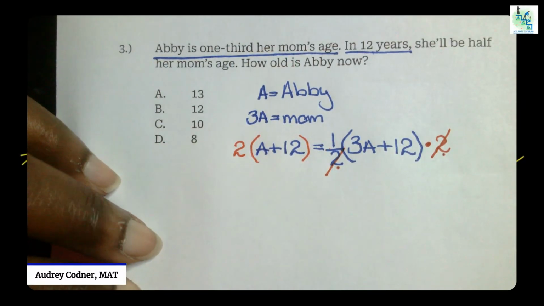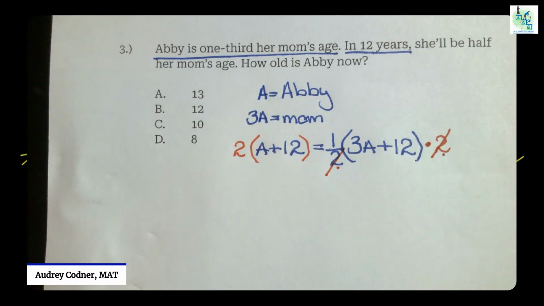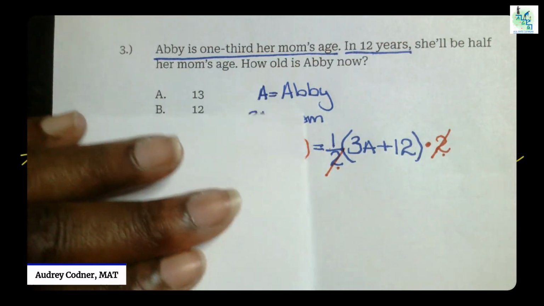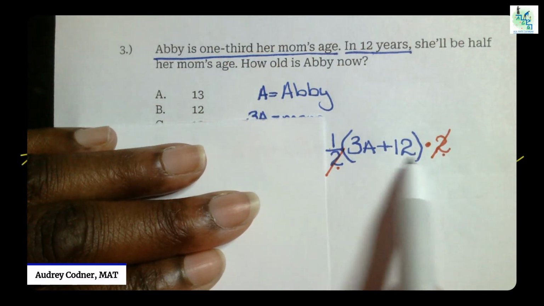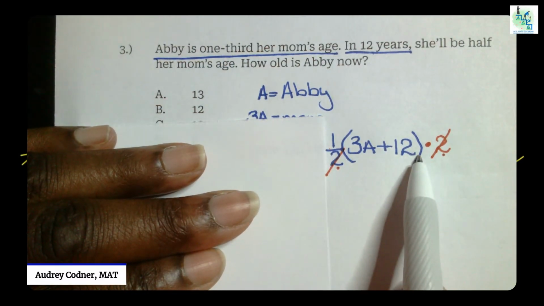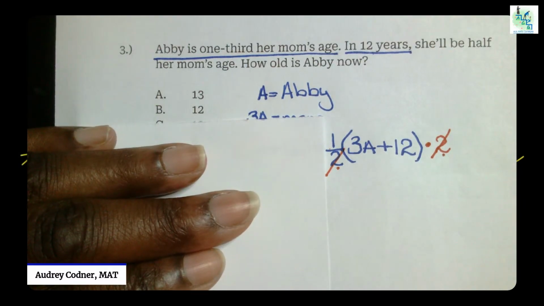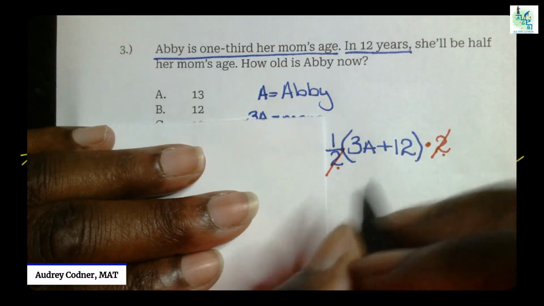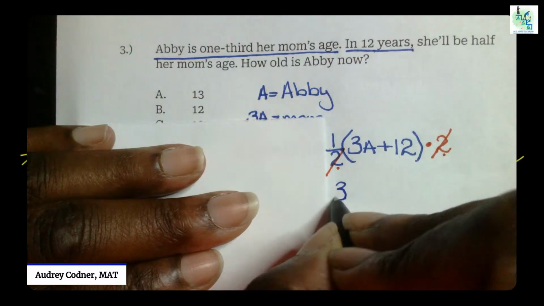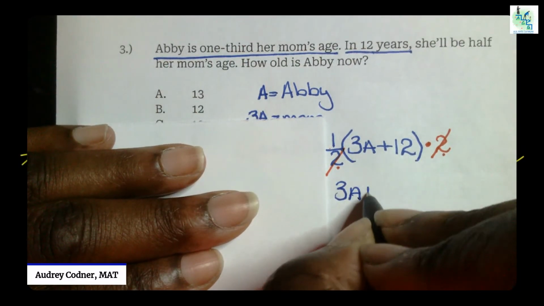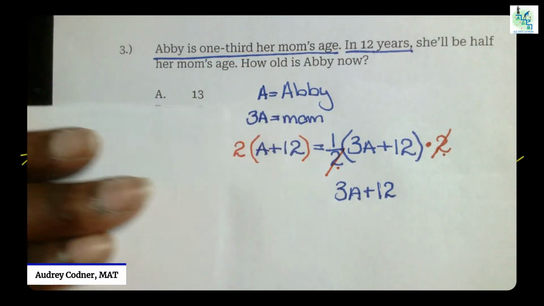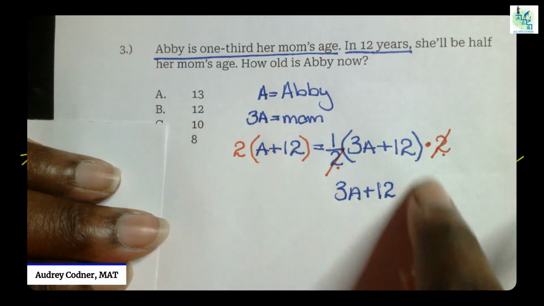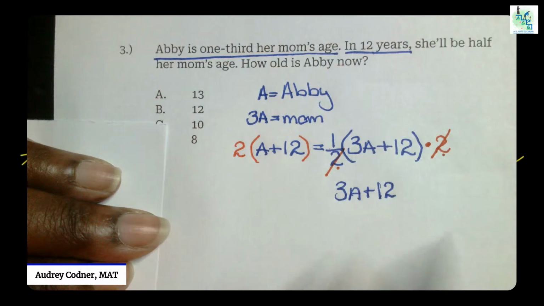And I'm just going to hide this side for a second. What happens when you multiply 1 by anything? It always equals itself. So from over here, I can just bring down my 3a plus 12. Okay? So that's taking care of what's happening on the right-hand side.